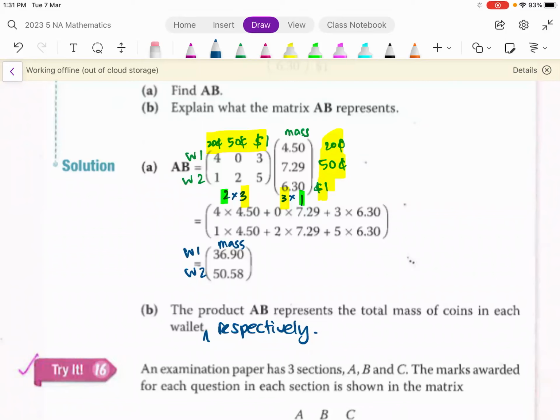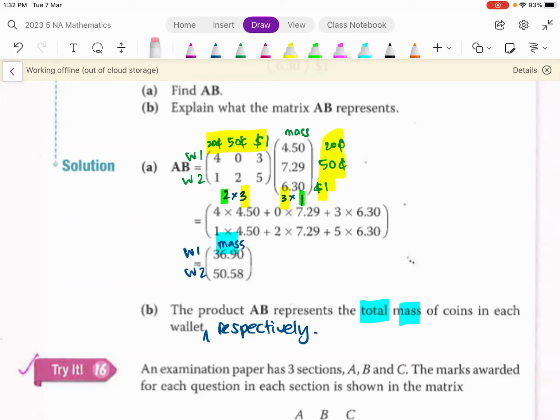So now the interpretation, what does the matrix AB represent? Or they can say, explain what the elements inside AB represent. Our answer is here. They refer to the total. Remember our keyword, total. Total, what else do we have? Mass of the coins in wallets, in each wallet respectively, or you can say wallet 1, wallet 2 respectively.